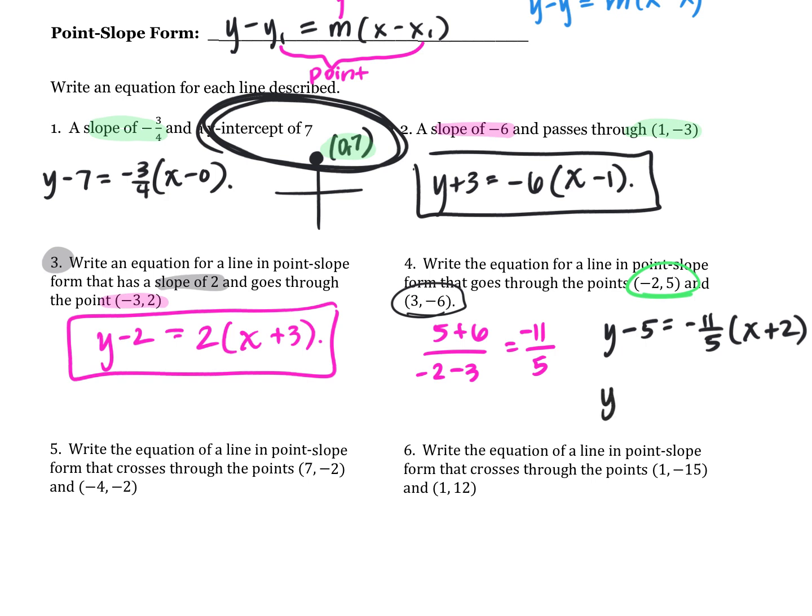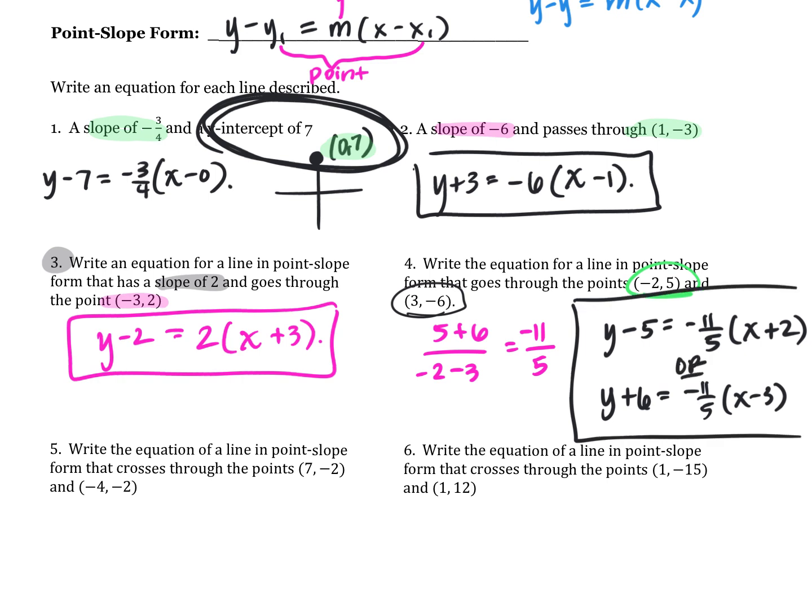Y plus 6. Thanks, Bob. Equals -11 5ths, x minus 3. Beautiful. Do you need them both? Certainly not. Am I going to put both of them on my key? Yes. So I'm ready for Ryan or Sean's answers.